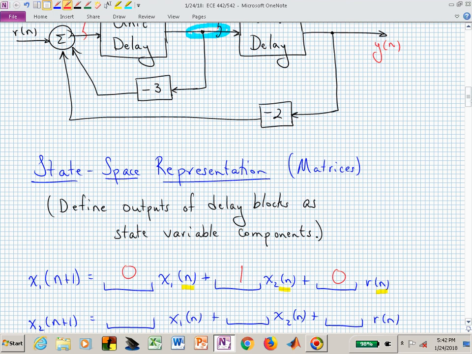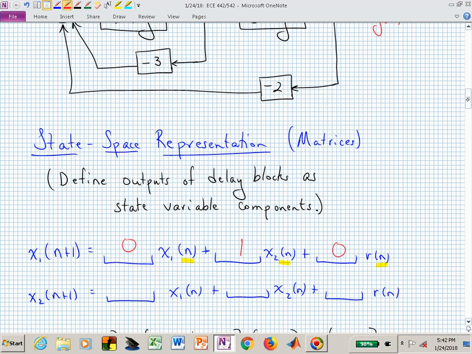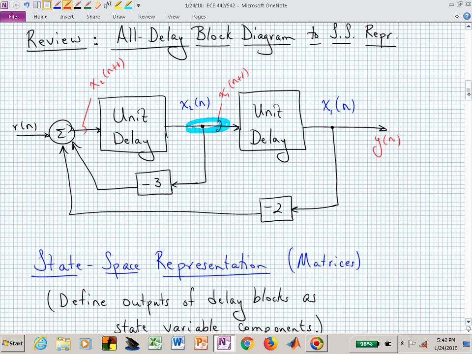What about x sub 2 of n plus 1? Now we're after this signal, which is an output of a summing junction, and we make that equal all of the signals coming in. And in this case, it's r of n.